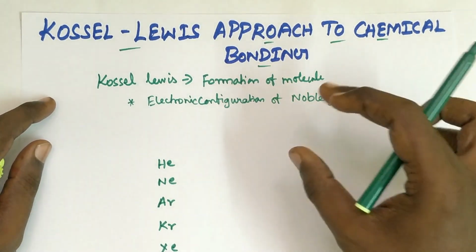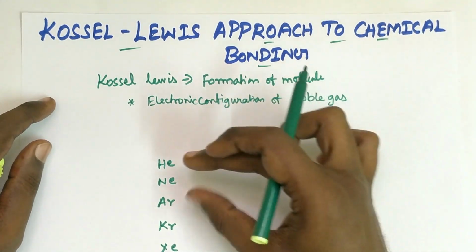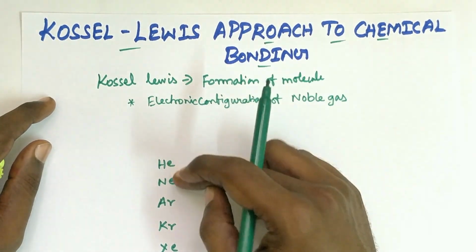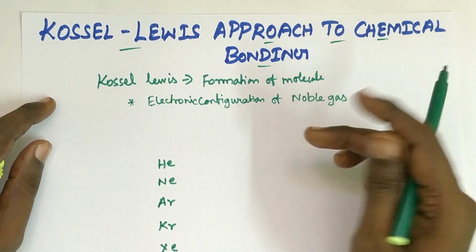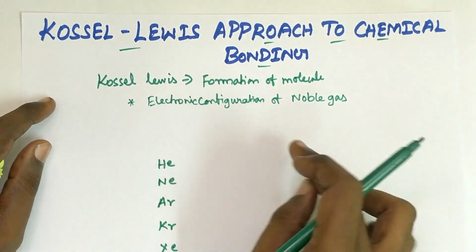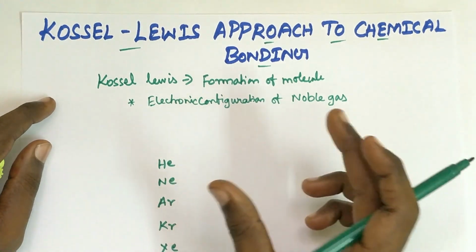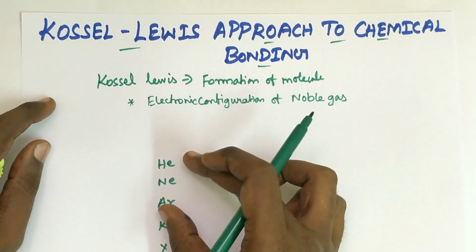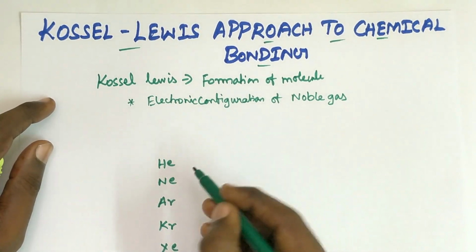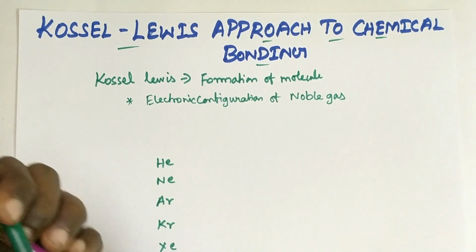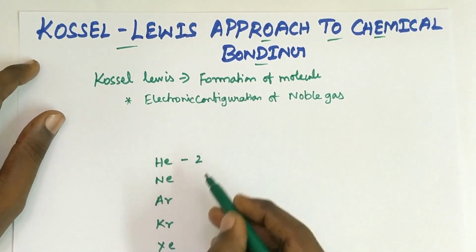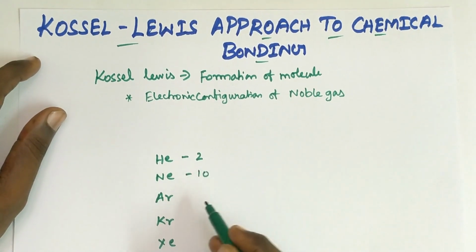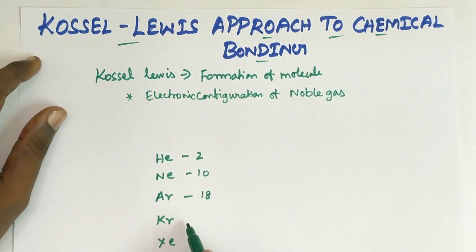Another question he asked: why do noble gases not react with each other, and not even with other elements? Why do they not combine to form a molecule? Because helium atomic number is 2, neon atomic number is 10, argon atomic number is 18, krypton 36, xenon 54, radon 86.